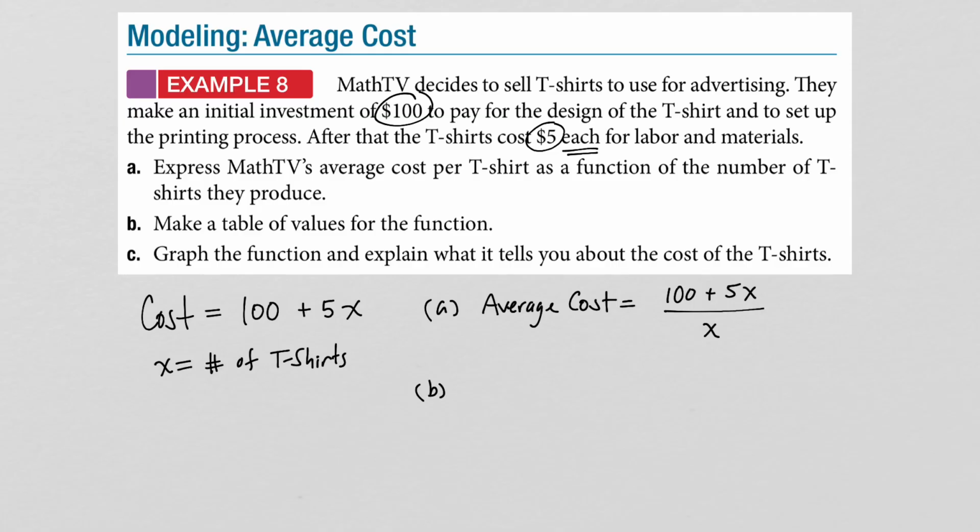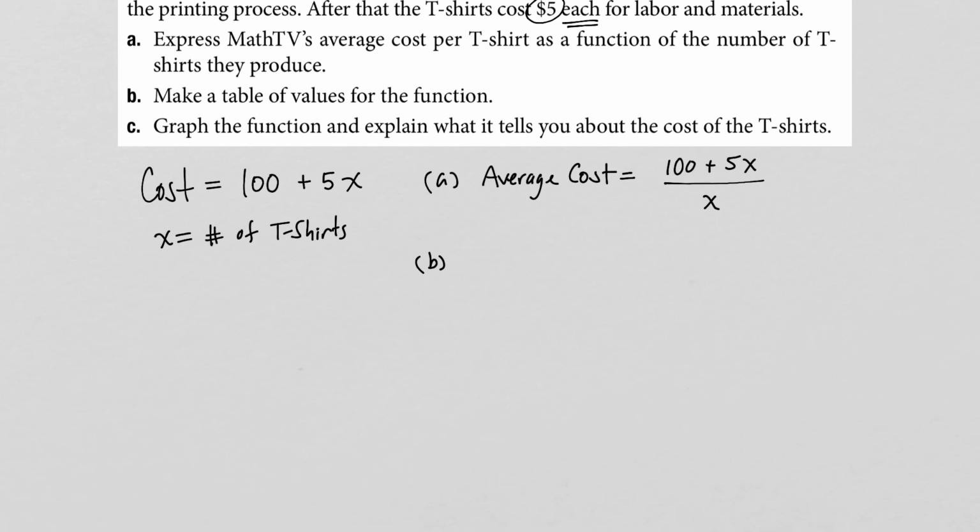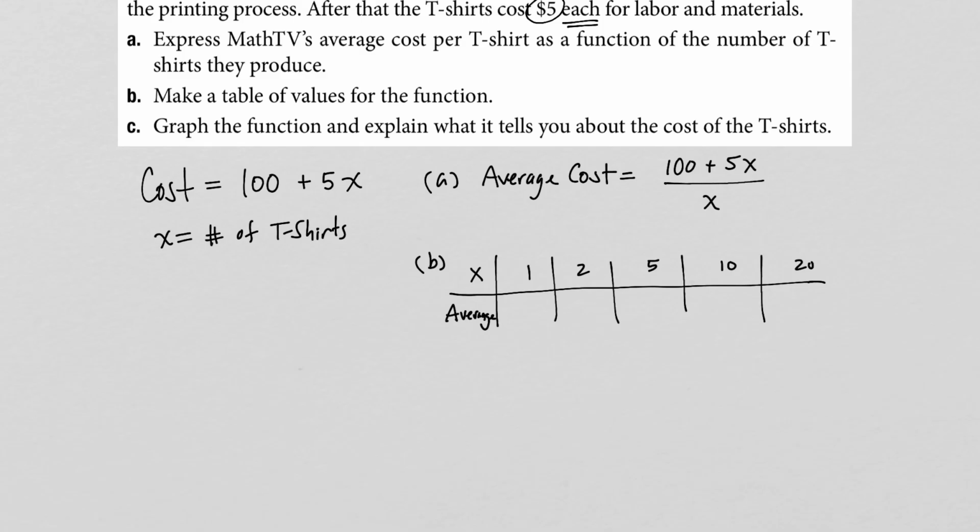Now for part B, it says make a table of values for the function. Now, if you think about it, it doesn't make sense for X to be equal to 0, right? We're not making 0 t-shirts. And it also doesn't make sense for X to be a fraction because X has to be the number of t-shirts. So the only kinds of values that I'm going to plug in here are going to be whole numbers. So I can make 1 t-shirt, I can make 2 t-shirts, I can make 5 t-shirts, 10 t-shirts, 20 t-shirts, etc. So let's go ahead and plug these in to see what we get.